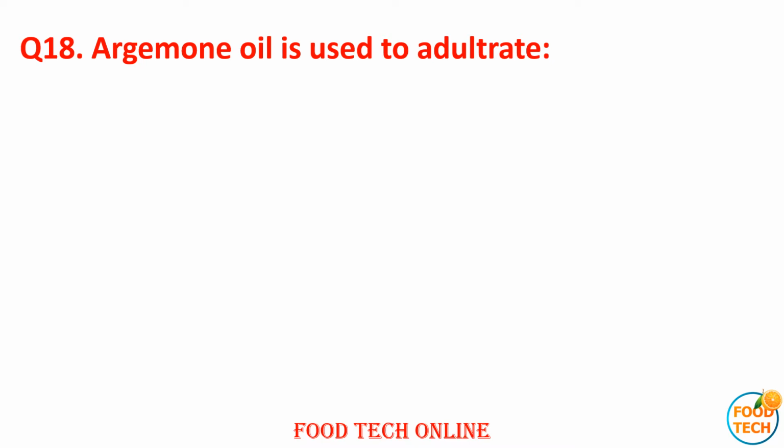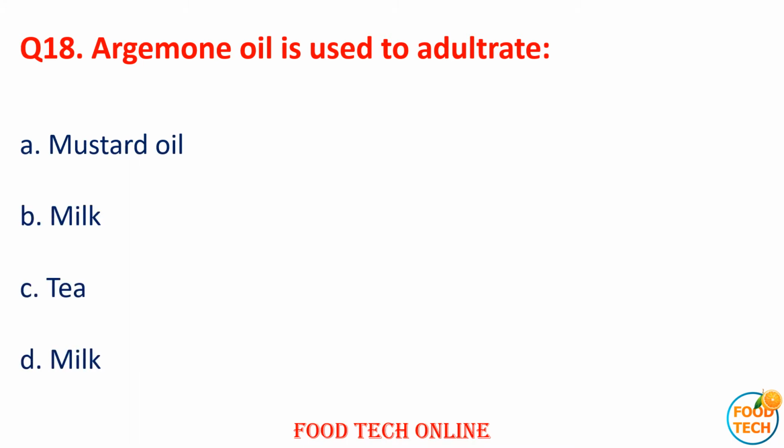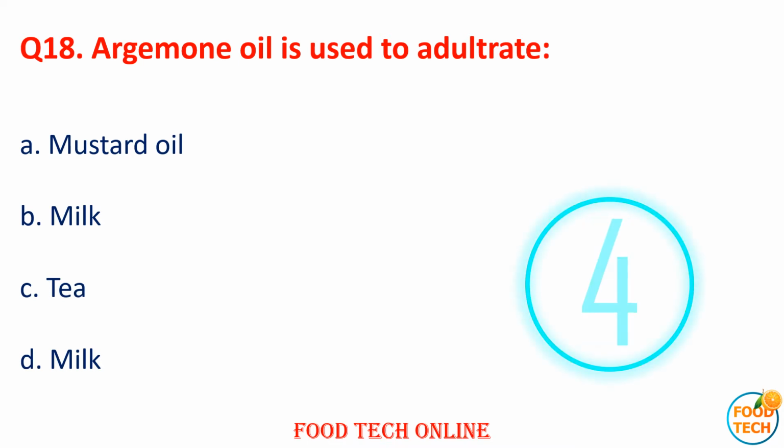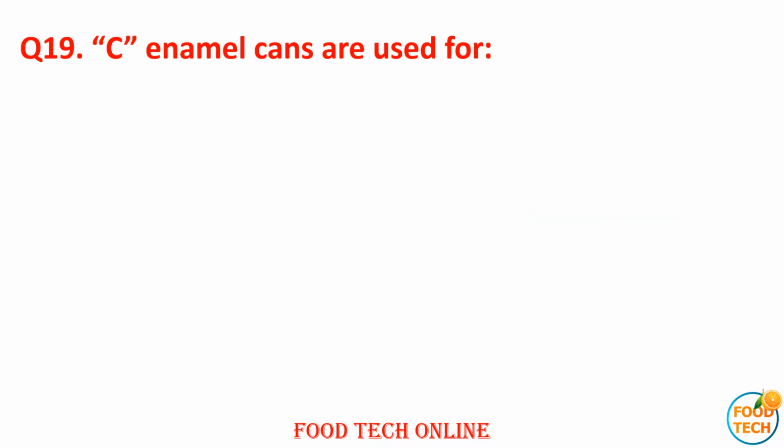Question 18. Argemone oil is used to adulterate A. Mustard oil, B. Milk, C. Tea, D. Milk. Answer A. Mustard oil.